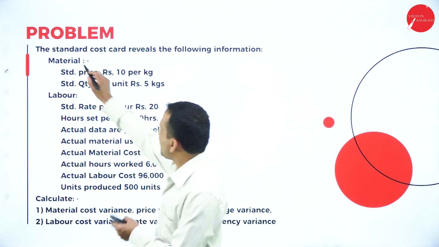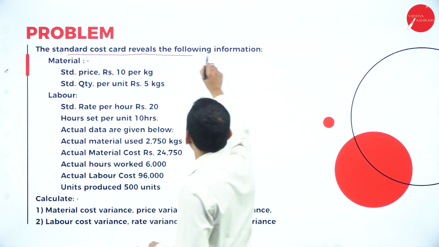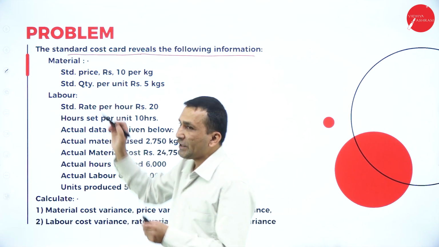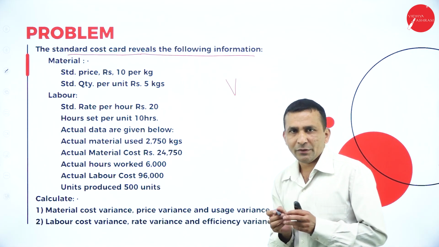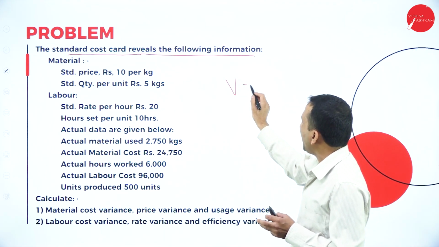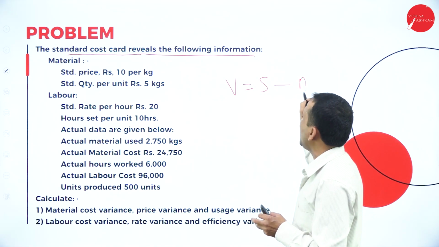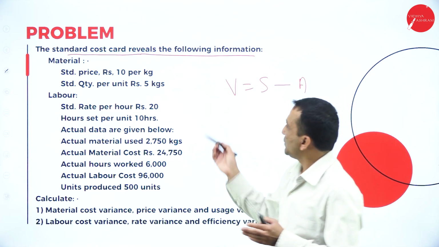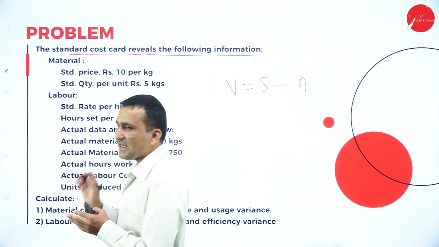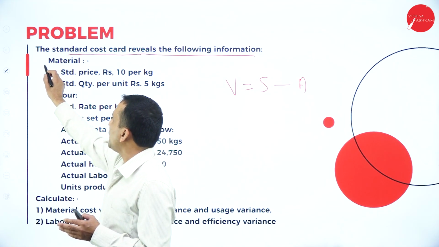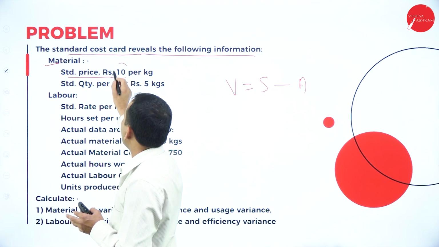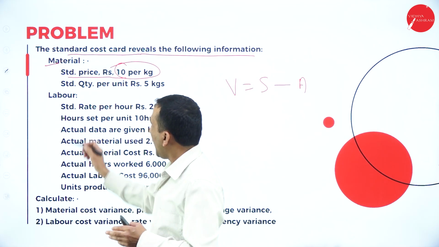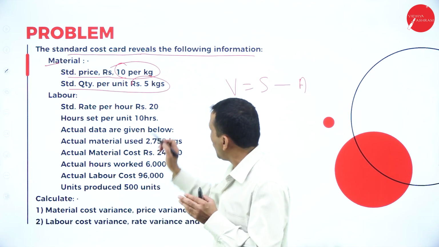Okay. So the first problem, the standard cost card reveals the following information. Here, because we are doing the problem which is related to variance, how are we getting variance? Standard minus actual. If you take the difference, you are getting the variance. So obviously the information related to the material: the standard price is given as 10 rupees per kg and the standard quantity is 5 kg.